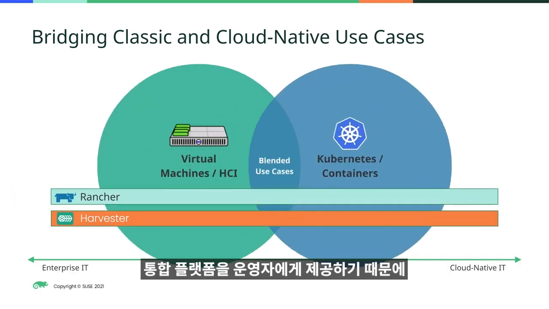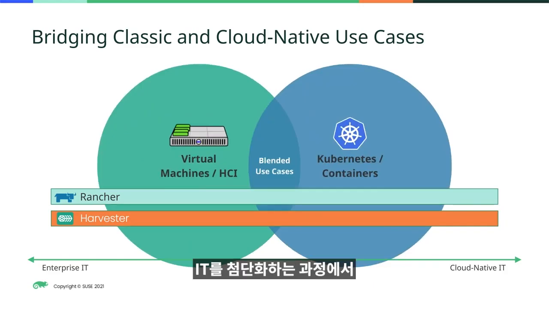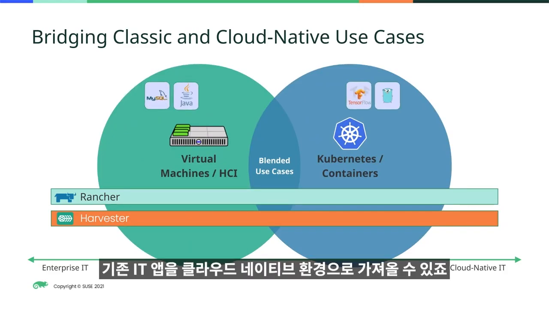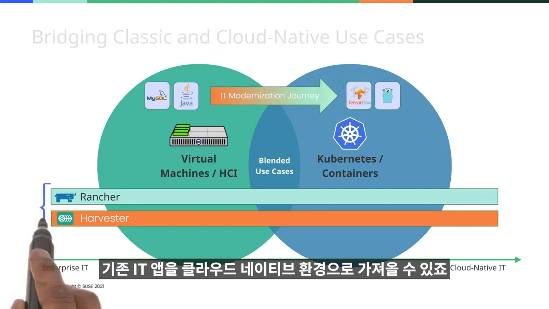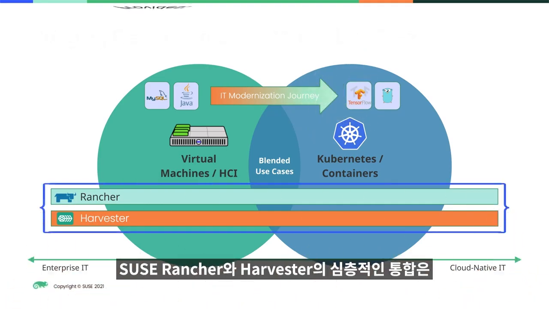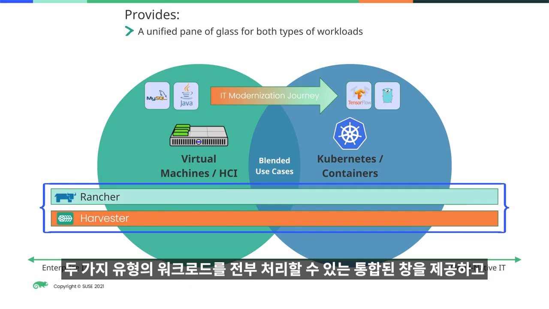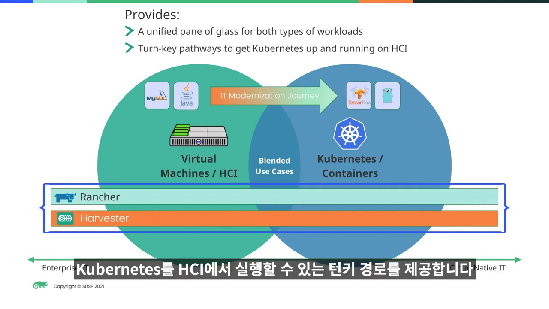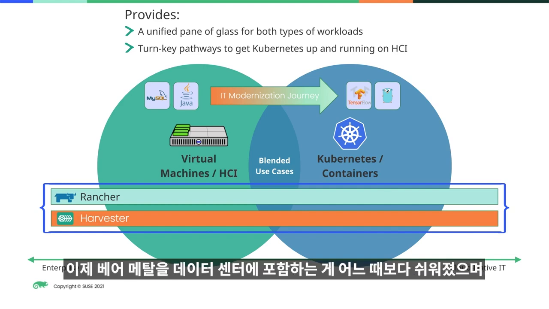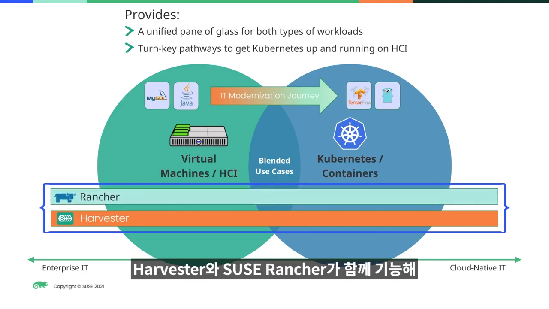and as such, it's able to bring traditional IT apps into the cloud-native world as part of the IT modernization journey. The deep integration of SUSE Rancher and Harvester provides a unified pane of glass for both types of workloads. It also provides turnkey pathways to get Kubernetes up and running on HCI. It's now easier to take that bare metal in the data center and, with SUSE Rancher working with Harvester, orchestrate Kubernetes faster than ever before.